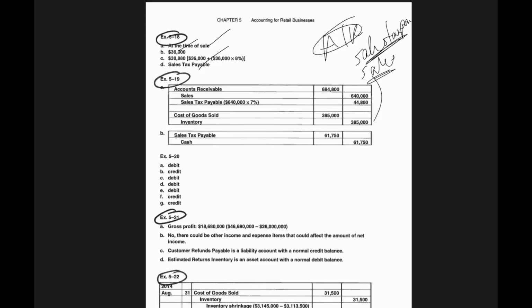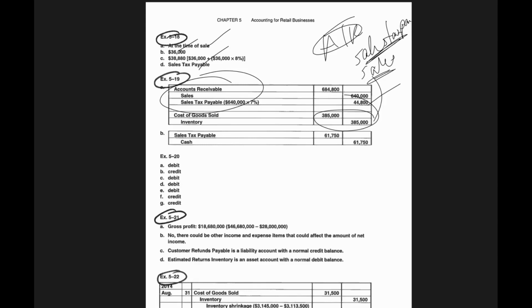Number 19, sales tax transaction. Journalize the entries to record the following selected transactions. Sold $640,000 of merchandise on account subject to sales tax. The cost of goods sold was $385,000, and then paid the $61,750 to the state tax department. So whenever you sell inventory, there's two transactions, right? So this first one, just like we know it, AR and sales tax payable. And then our cost of goods sold, the cost entry, so debit cost of goods sold and credit inventory.